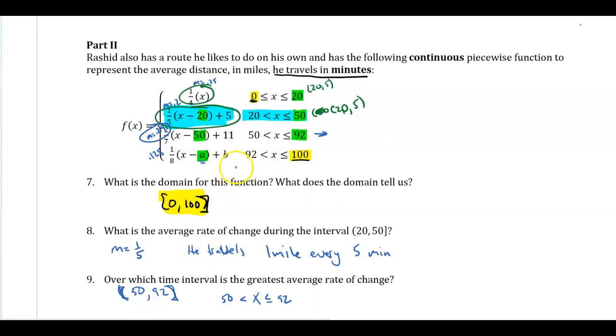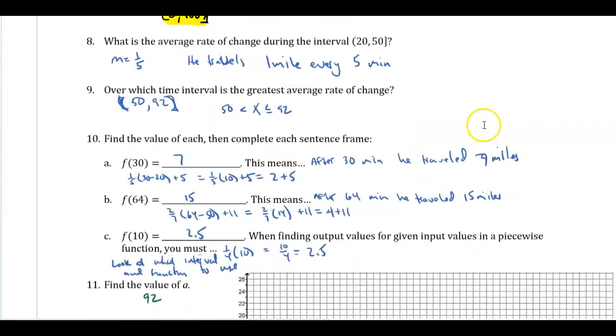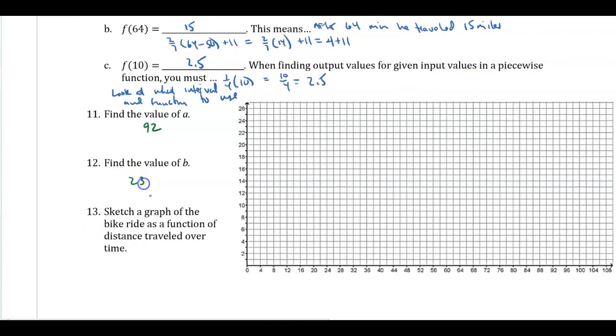So now what I'm going to do here, if this is at 92, if I plug 92 into the function up above, 2/7 times 92 minus 50 plus 11, 92 minus 50 is 42, that's going to be 2 times 42 divided by 7 will give you 12. 12 plus 11 is 23. So when x is 92 up above, your y value is 23. So in this case, b is equal to 23.